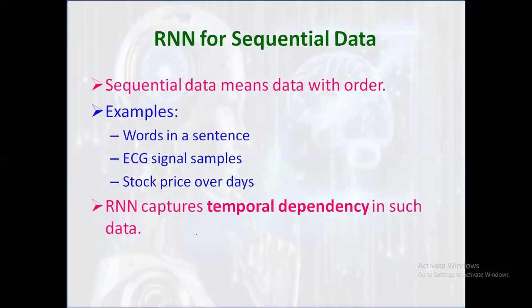RNNs are for sequential data, and sequential data has order. The position of data elements matters. For example, text, ECG and stock prices. These are all my input data, and these data depend on time or sequence. RNN captures temporal dependency. It models the relationship across time steps effectively.